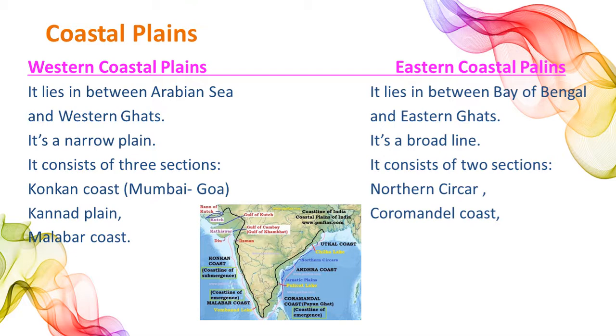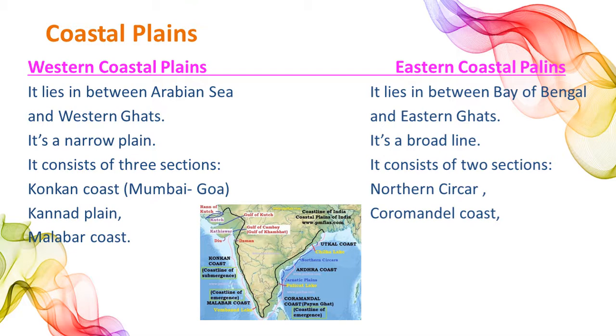These eastern coastal plains are broader when compared to western coastal plains. The larger rivers such as Mahanadi, Godavari, Krishna and Kaveri have formed extensive deltas on this coast. From Orissa you can find the Mahanadi, Krishna and Godavari in Andhra Pradesh, Kaveri in Tamil Nadu. So these are the important rivers. They led to the formation of extensive deltas on this coast. That's why the eastern coastal plains are much wider when compared to western coastal plains.